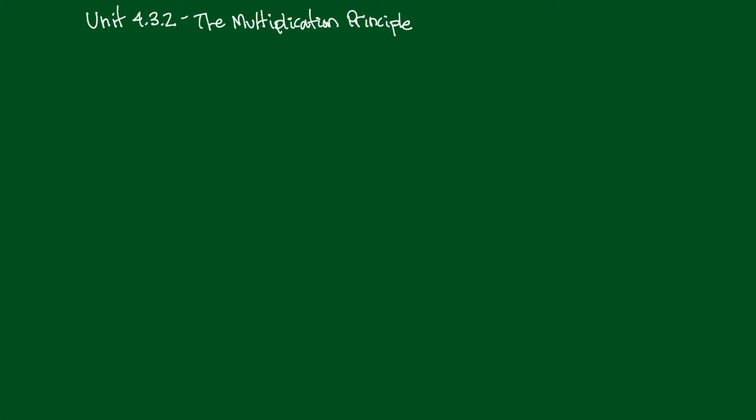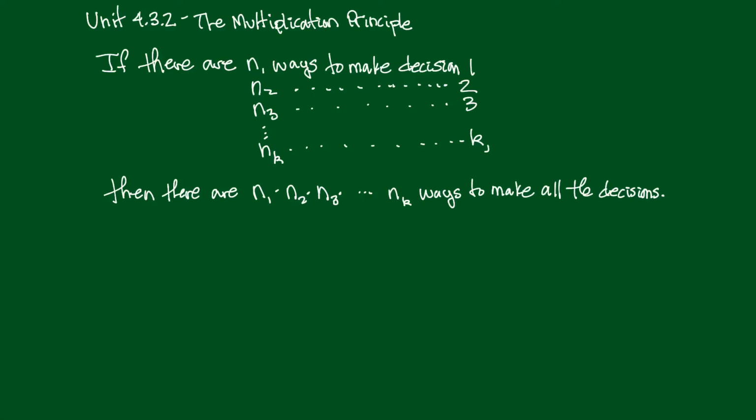The multiplication principle says that if you've got a series of decisions to make, like decision 1, decision 2, decision 3, and so on, and there are so many ways to make decision 1, so many ways to make decision 2, so many ways to make decision 3, and so on, then if you multiply these numbers of ways together, that will tell you the number of ways to make all the decisions. Let's write it down and read it.